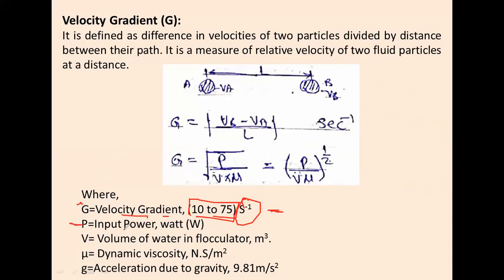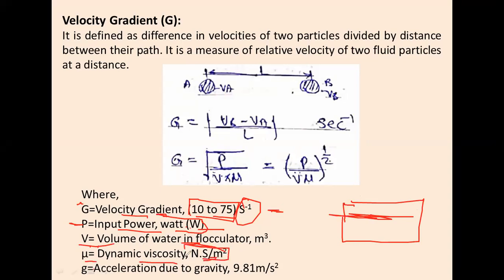Then P is nothing but the input power available, which is measured in watt. Then V is nothing but the volume of water in the flocculator. So the volume of the tank is nothing but the volume of water in the flocculator. Then mu is the dynamic viscosity in Newton second per meter square, and G is the acceleration due to gravity, having value 9.81 meter per second square. Okay, so write down these things.